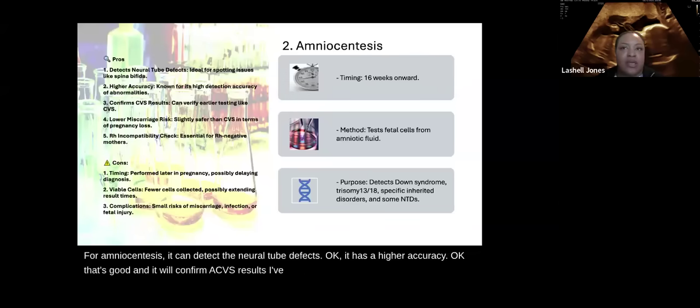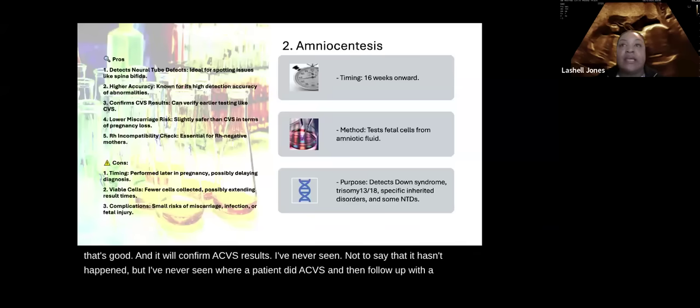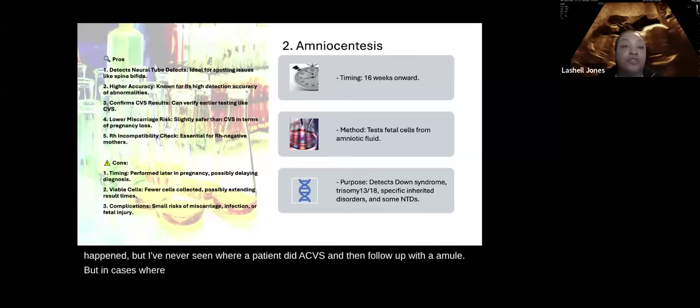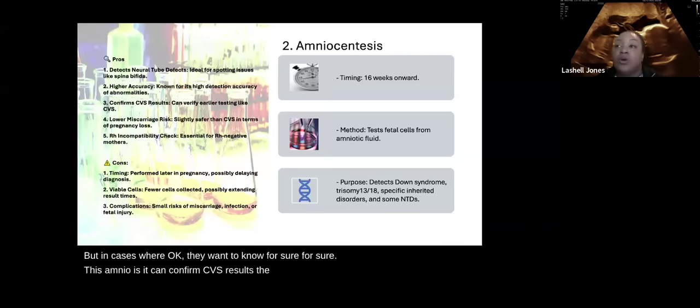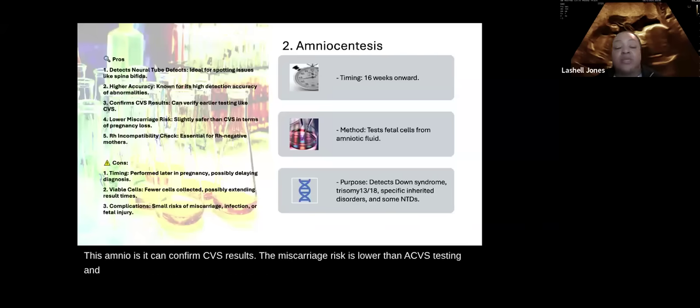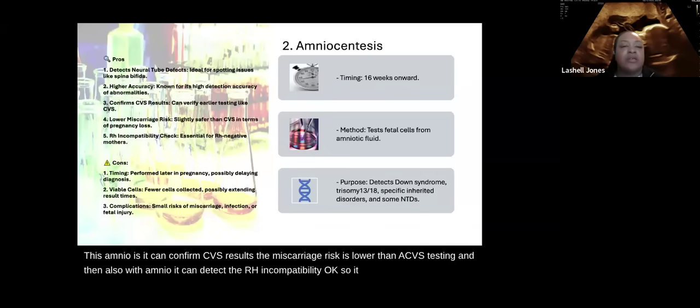I've never seen, not to say that it hasn't happened, but I've never seen where a patient did a CVS and then followed up with an amnio. But in cases where they want to know for sure, this amnio can confirm CVS results. The miscarriage risk is lower than CVS testing. And then also with amnio, it can detect the RH incompatibility. Okay, so it has a lot of pros here.